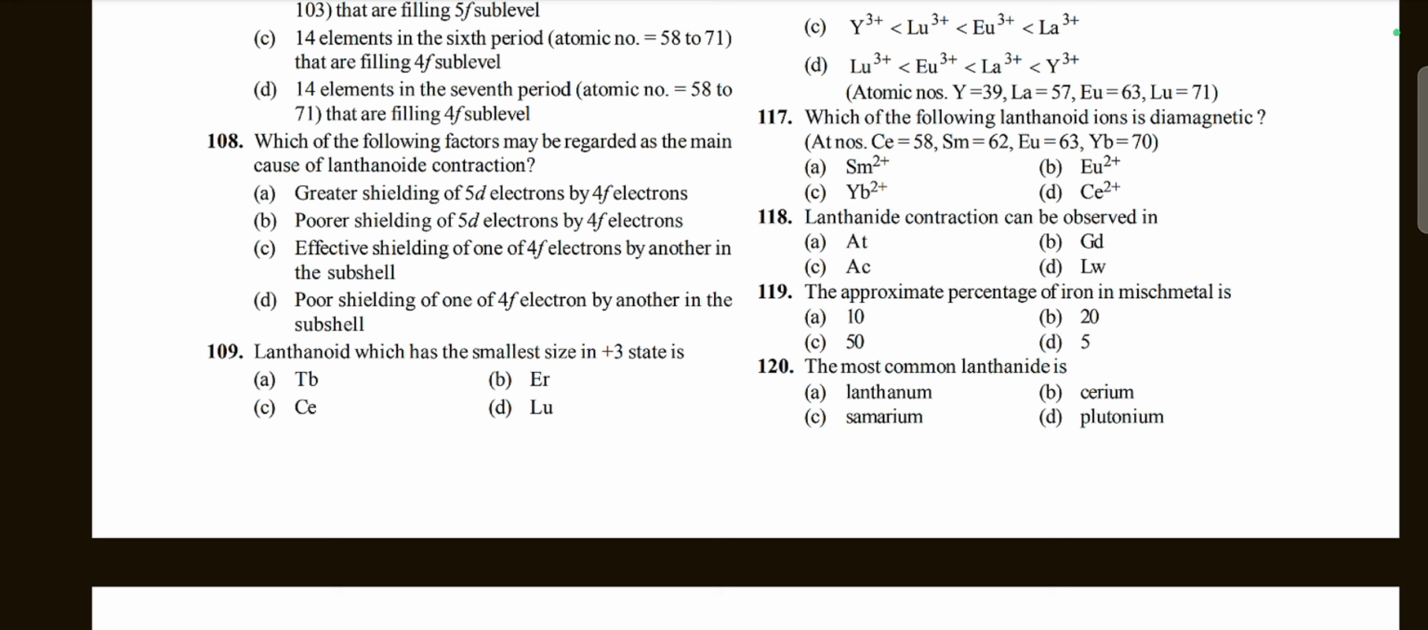Lanthanoid contraction can be observed in Gd, option B. Among the given elements, only Gd is a lanthanoid. Approximate percentage of iron in mischmetal is? It is 5%. Mischmetal contains rare earth elements, which is 94-95%, iron 5%, and traces of sulfur, carbon, silicon, calcium, and aluminium. It is used in gas lighters, tracer bullets, and shells. The most common lanthanide is cerium, option B.